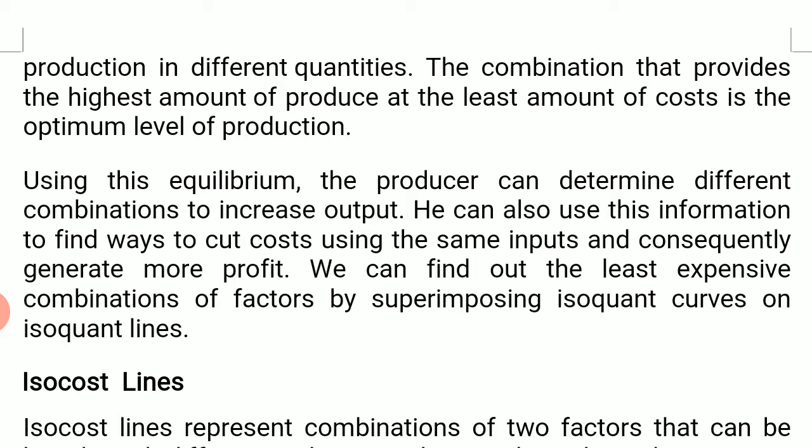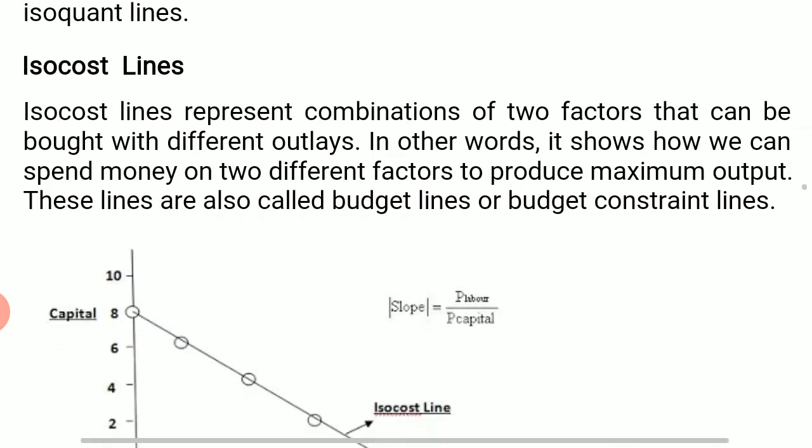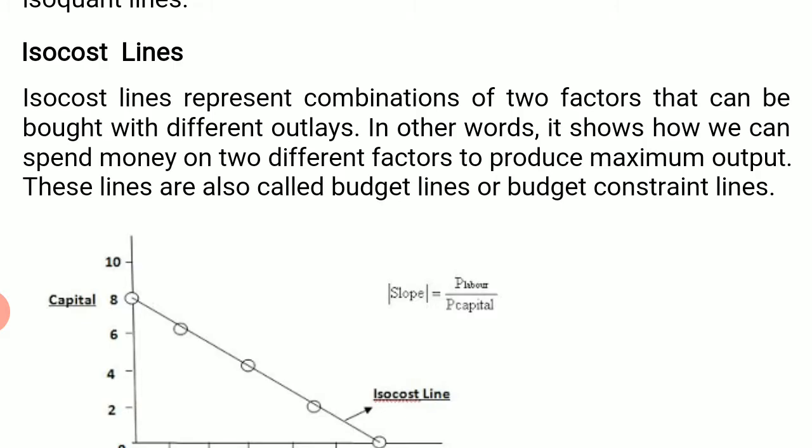The combination that provides the highest amount of produce at the least amount of cost is the optimum level of output. Using this equilibrium, the producer can determine different combinations to increase output. He can also use this information to find ways to cut cost using the same input and consequently generate more profit. Now, before defining what is producer equilibrium, it is important to note what is an isocost line.